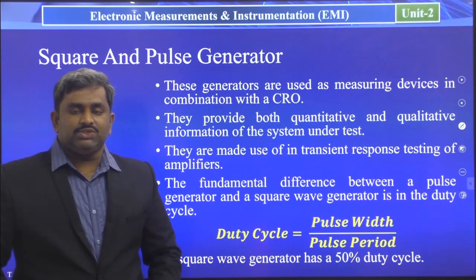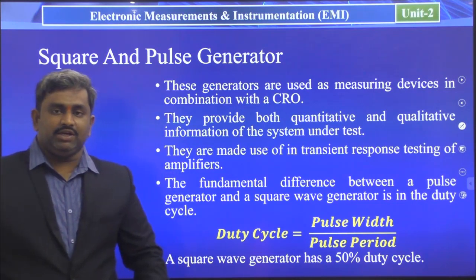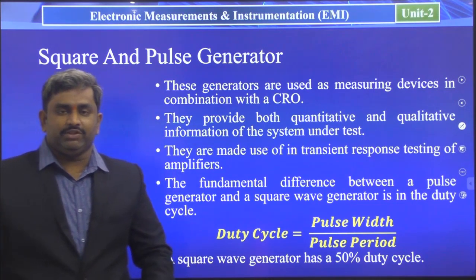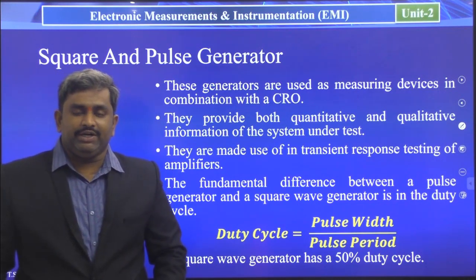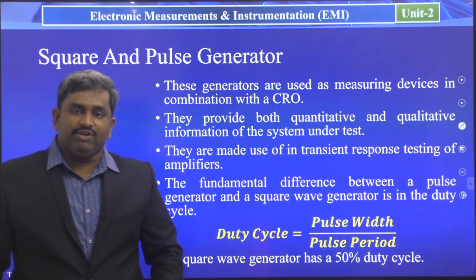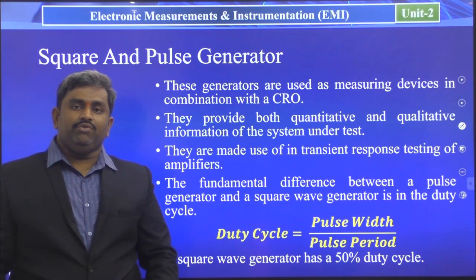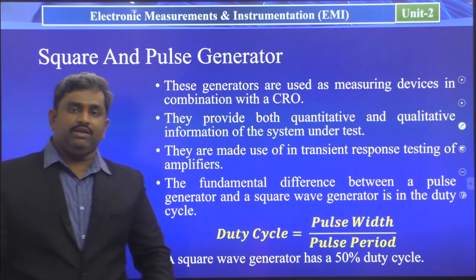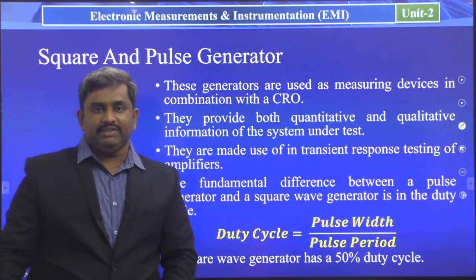In this class, we will see the concept of square and pulse wave generators. In the previous classes, we have seen different types of signal generators. We started the signal generators concept with the basic standard signal generator, and then we saw the conventional standard signal generator. Then we saw AF sine and square wave generators. After that, we saw the concept of function generators.